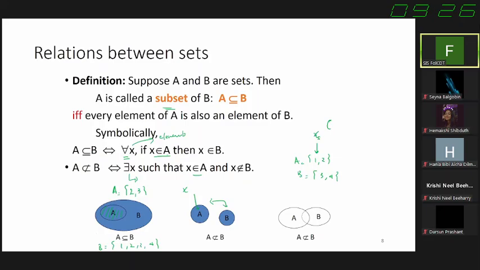So for some x, there exists some values of x, okay? So A may not be a subset of B. Another situation, A may not be a subset of B if you have an intersection as well, okay? So that could be a situation as well.